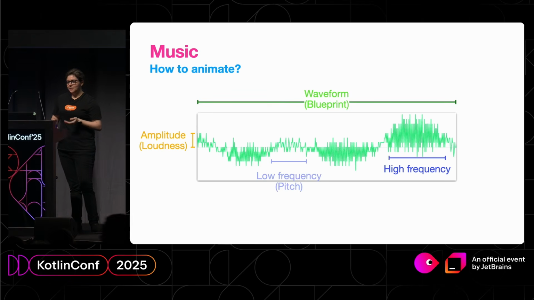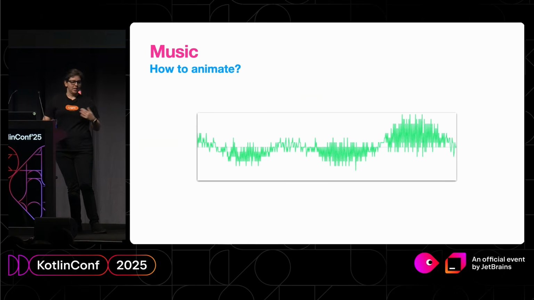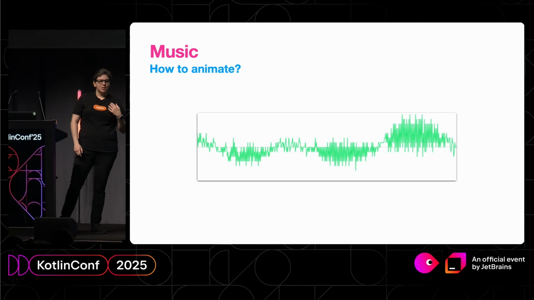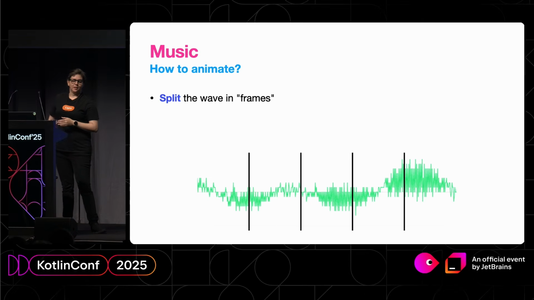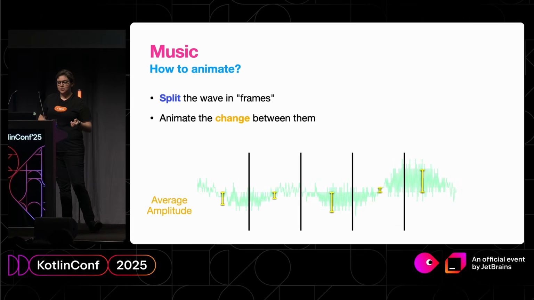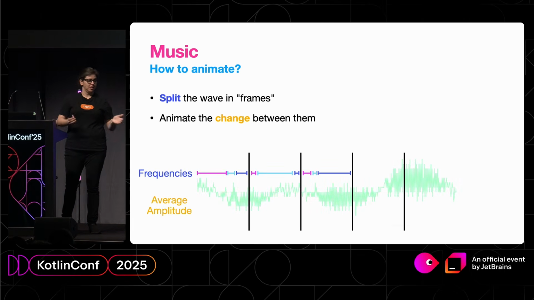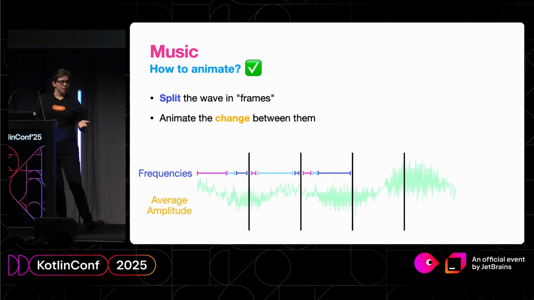Now, I haven't actually answered the question of how we animate this thing, right? The strategy is pretty straightforward. You grab your nice little music, you split it into several frames, and between each of the frames, you check how these values change. For example, how the amplitude is changing between them, or how the different frequencies are changing among them.